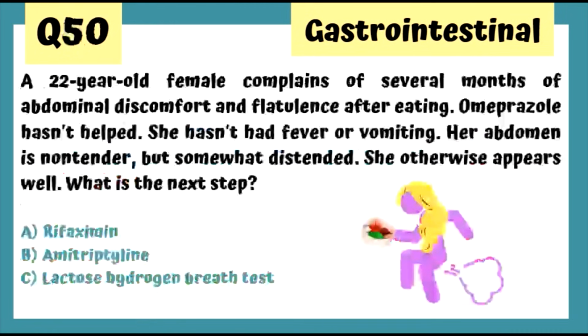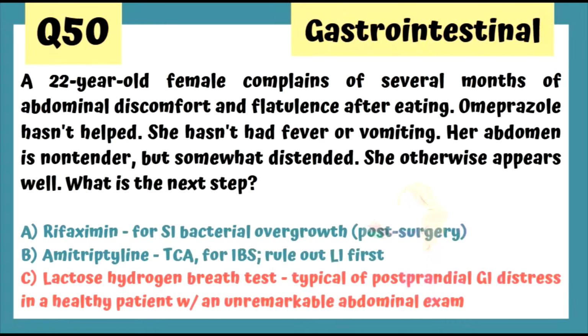Question 50. A 22-year-old female complains of several months of abdominal discomfort and flatulence after eating. Omeprazole hasn't helped. So she's passing gas a lot, and omeprazole hasn't helped. She hasn't had fever or vomiting. Her abdomen is non-tender, but somewhat distended. She otherwise appears well. What is the next step? So we want to give her the lactose hydrogen breath test. This is typical. She is likely having some sort of lactose intolerance.